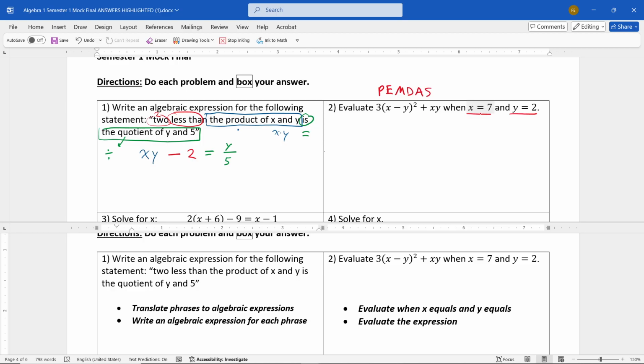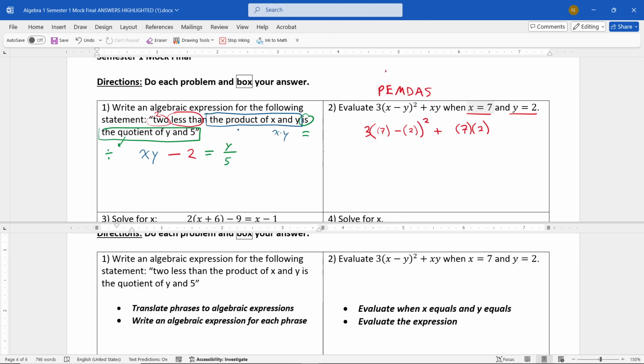So let's first substitute 7 for x and 2 for y. We've got 3 times... whenever I substitute, I use parentheses. So x is 7, so I'm going to put that in parentheses, minus the y value is 2, and that whole thing squared, plus x is 7 and y is 2. So I'm done substituting 7 for x and 2 for y. And the next step is to follow PEMDAS.